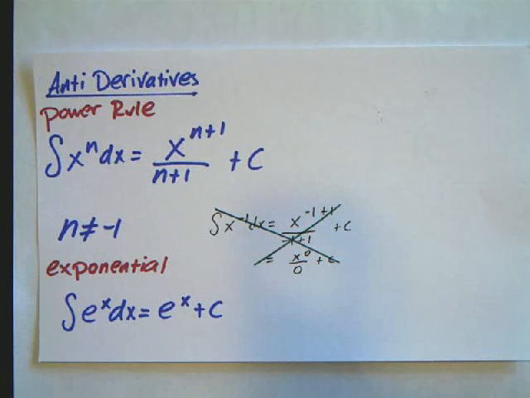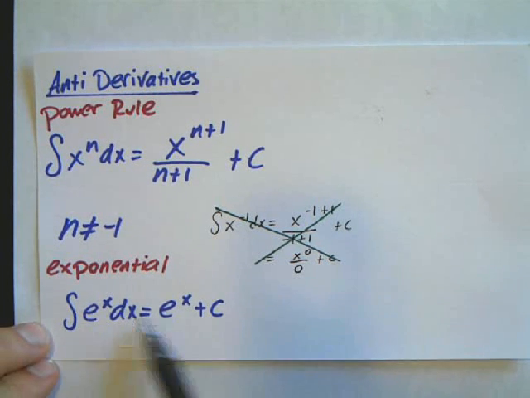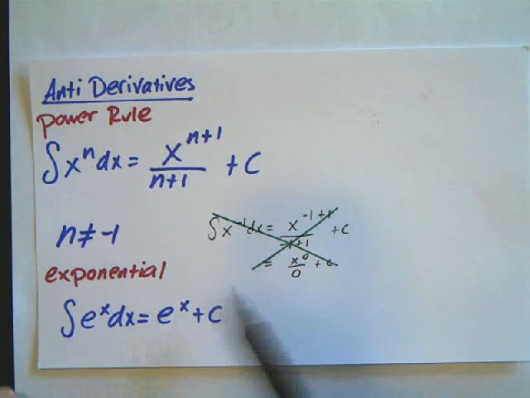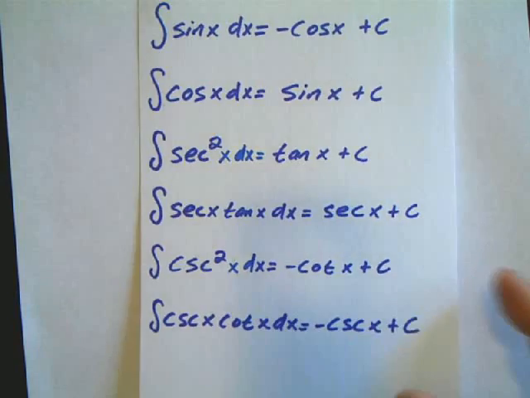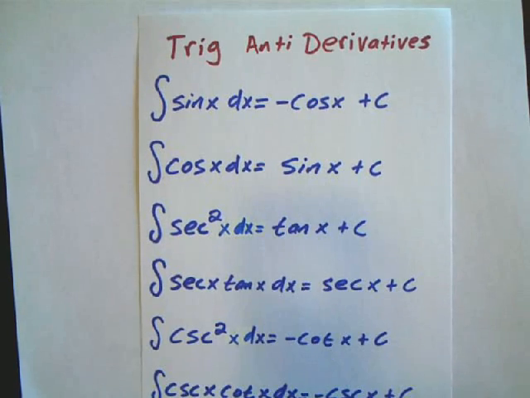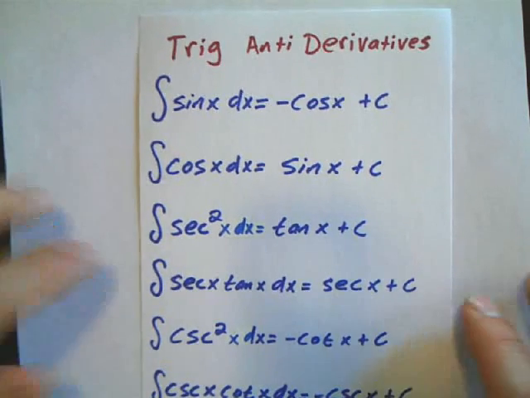Alright, and the easiest one is going to be the exponential, the integral of e to the x dx. So e stays itself, which is a good thing. Next is going to be the trig antiderivatives, so I'll let you have a moment to pause and copy these down.